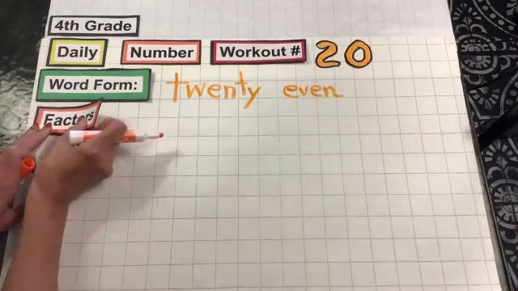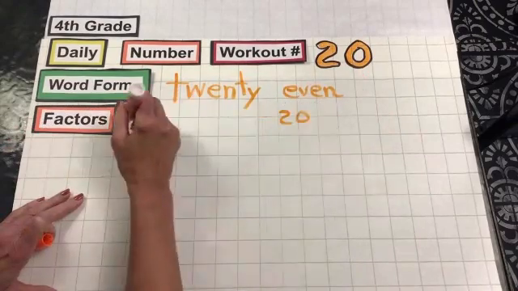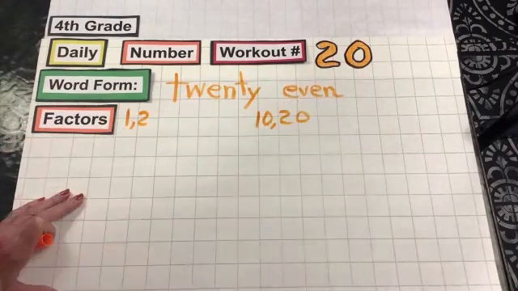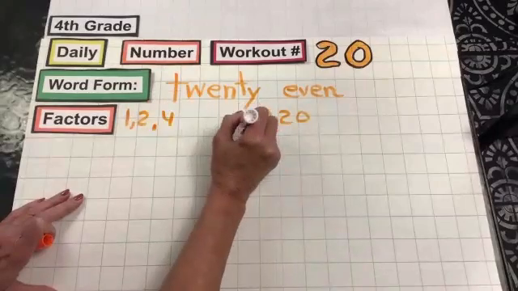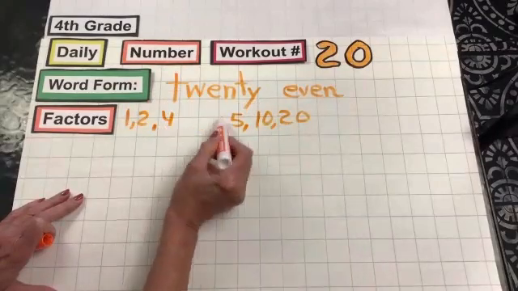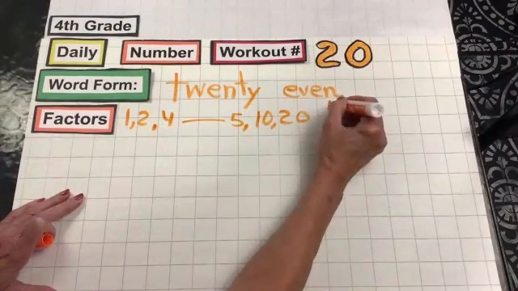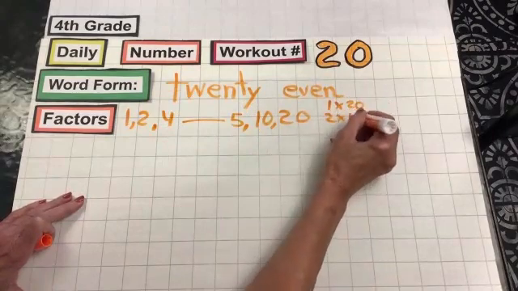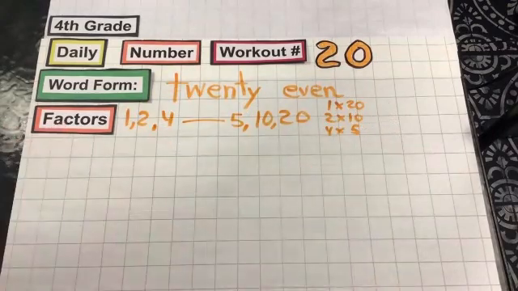Let's go for our factors of 20. 1 times 20. 2 goes in because it's even. 2 times 10. 3 does not go in. 4 goes in. 4 times 5. And because there's no other numbers in between 4 and 5, we know we're done. So our factor pairs are 1 times 20, 2 times 10, and 4 times 5. We just laid them out in a different way. So I just want you to see that way.